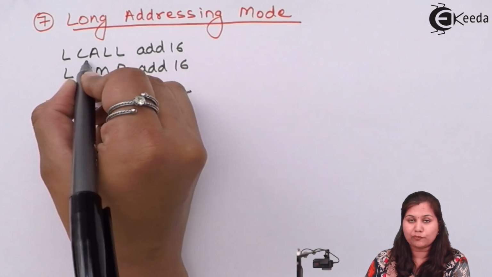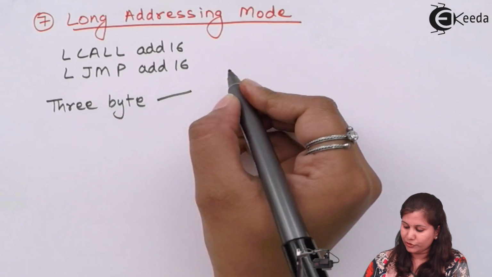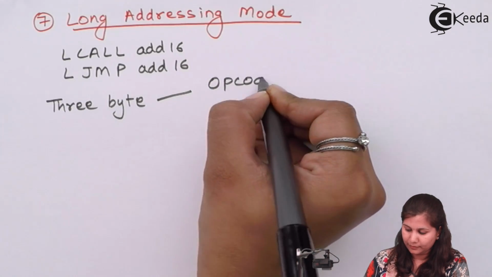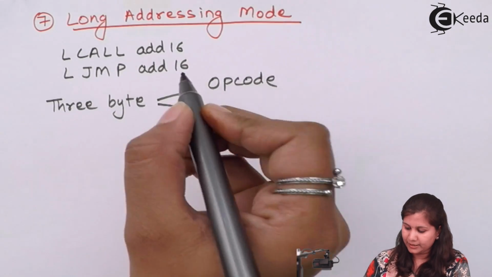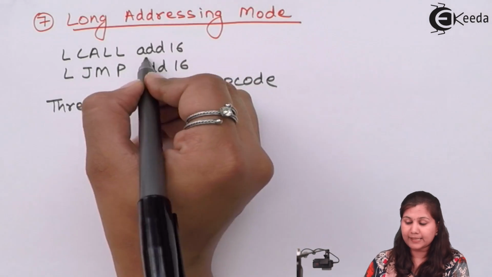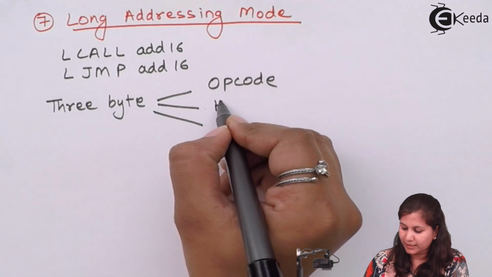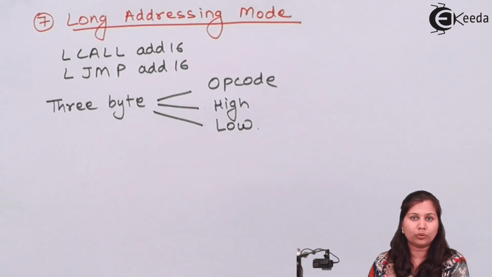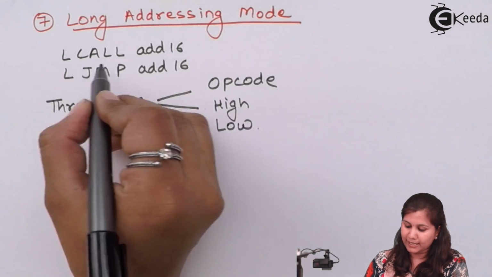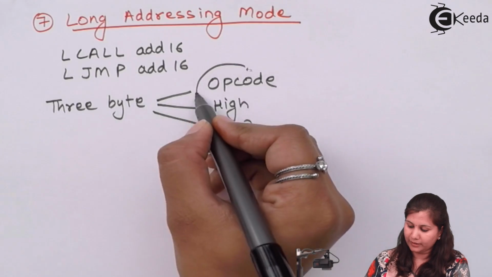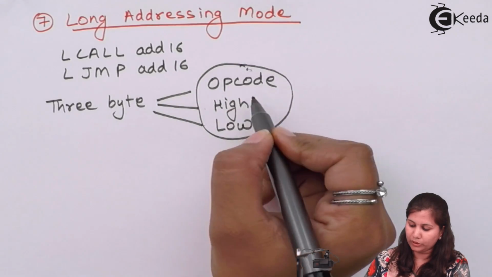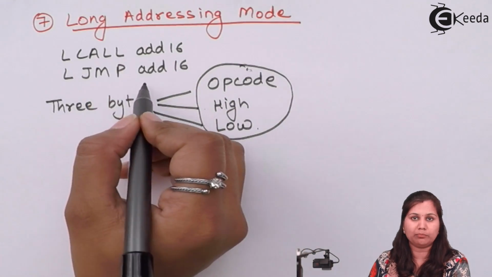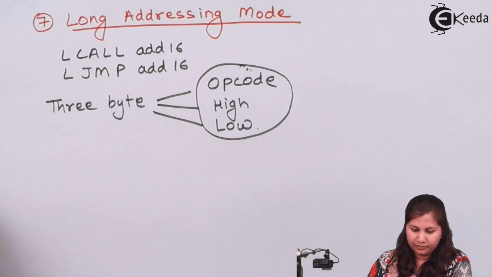The first byte is for the opcode LCALL or LJMP. The second byte and the third byte, this is the 16-bit address. So the second byte is the higher order address, and third byte is for the lower order address. So these type of instructions, they require 3 bytes, one for opcode and 2 bytes are for the 16-bit addresses.